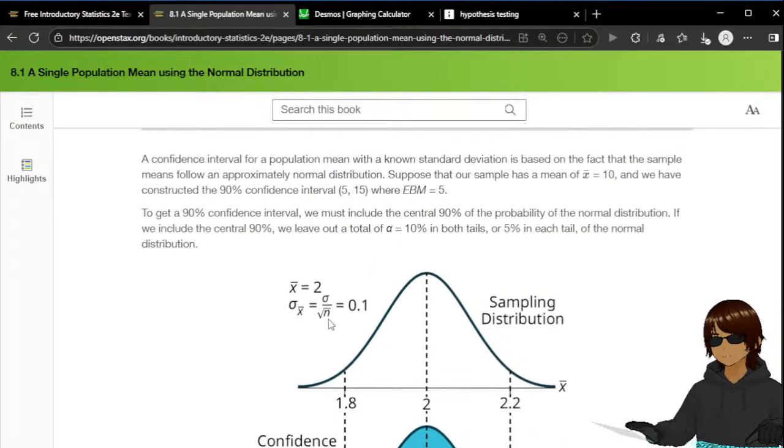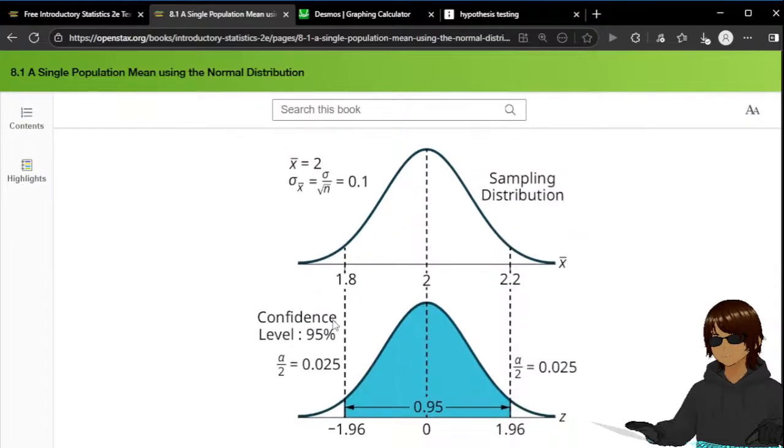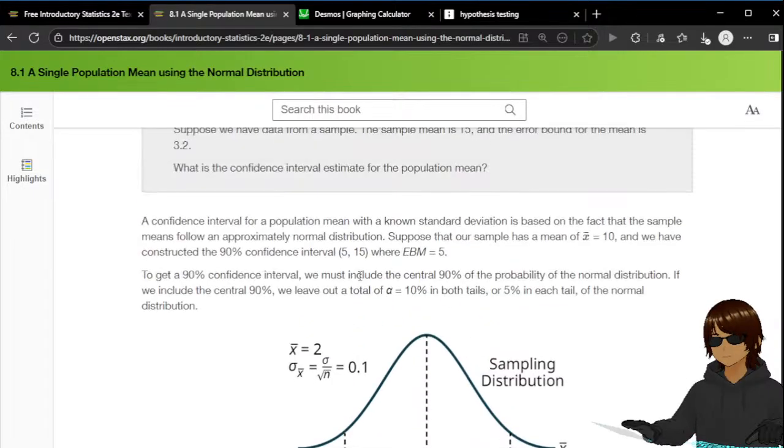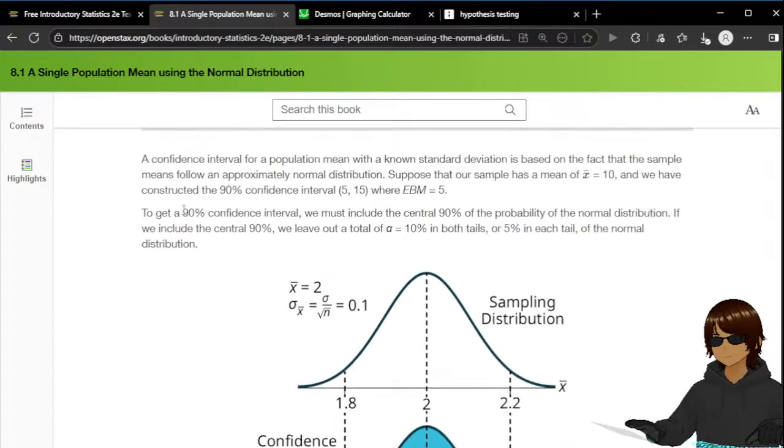95%. X bar is, okay, it says 2 over here. 90% confidence interval.